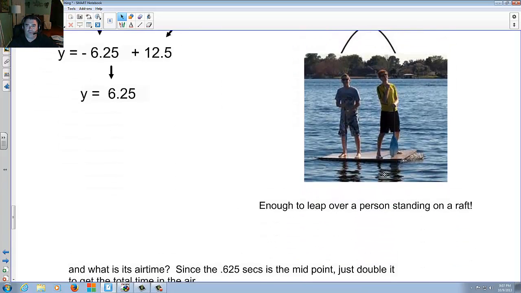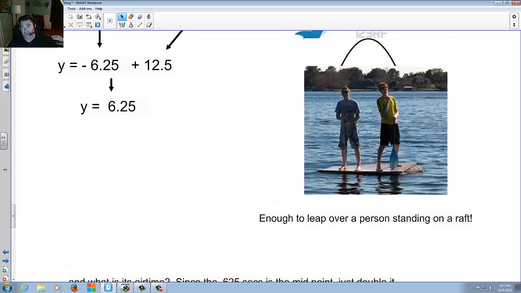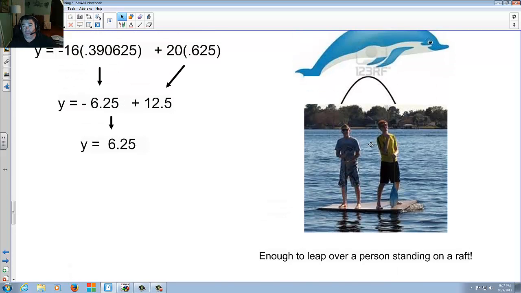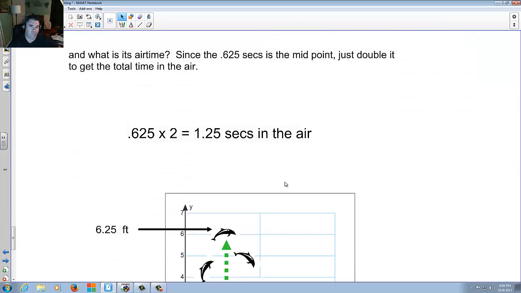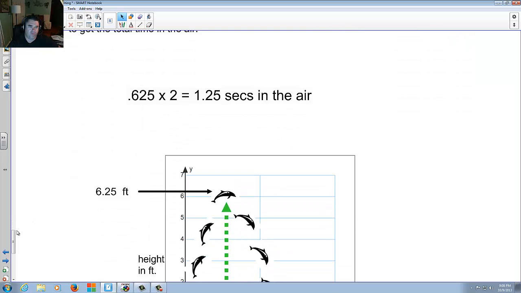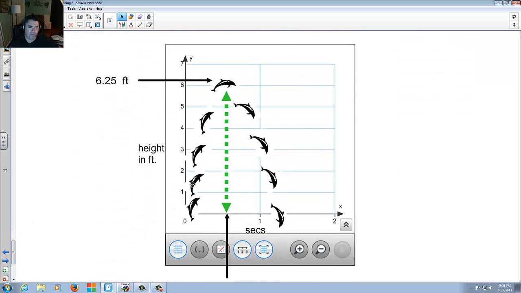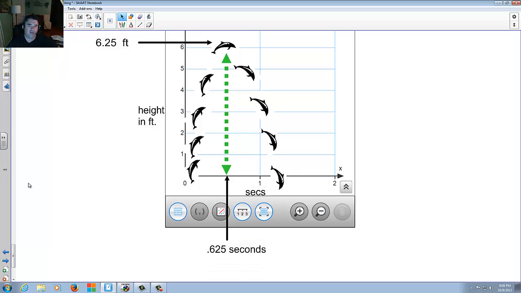Enough to leap over a person standing on a raft, as long as that person's not more than 6.2 feet tall. What's its total air time? Since it's 0.625 on the way up, it's 0.625 on the way down. You simply double it, so it's 1.25 seconds in the air total. So here's the dolphin on the way up, at 0.625 seconds, at 6.25 feet in the air, and on the way down, splash at 1.25.